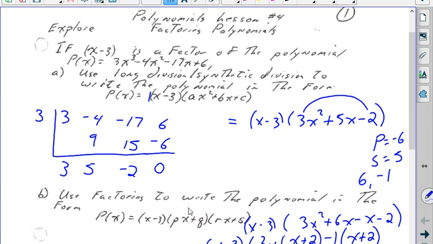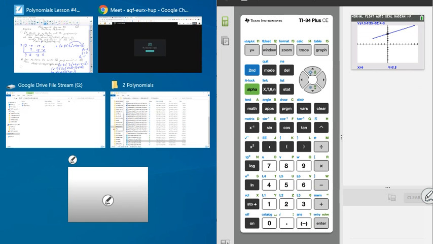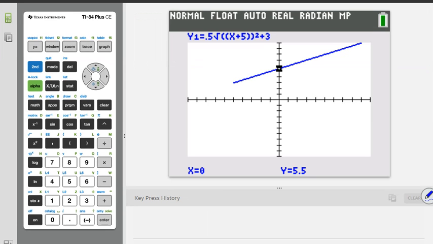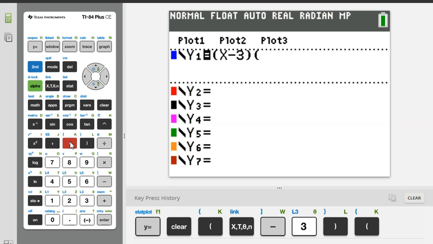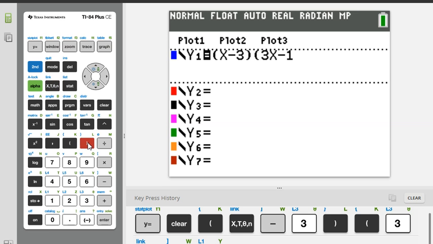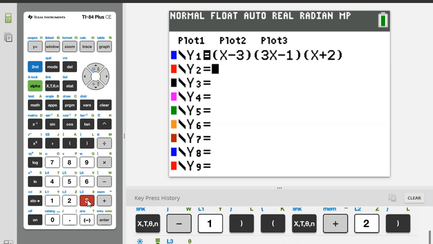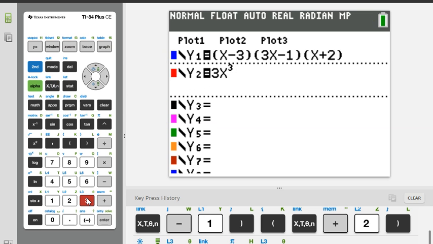just bring my calculator up. And quite frankly, it's one that I do regularly. If I want to test this, I will punch it in. X minus 3, 3x minus 1, x plus 2, and then we had 3x cubed.